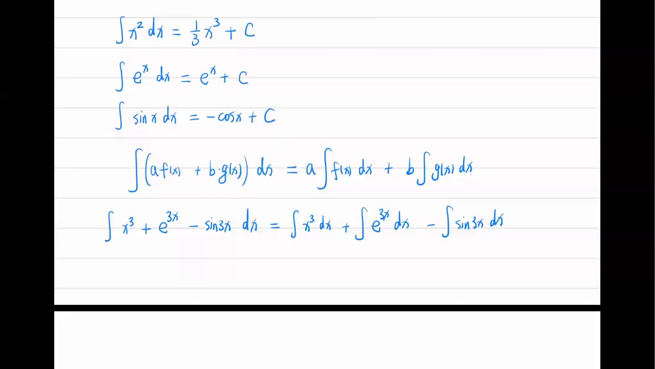Okay, Sophia, the first one. It is x cubed, 1/3, or something else? 1/4 x to the 4. Okay. So we will plus C. I will put all the C at the end.